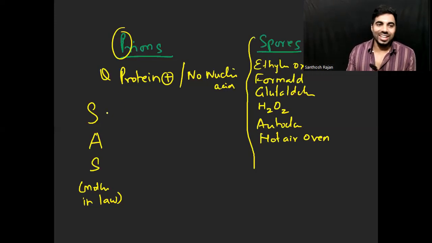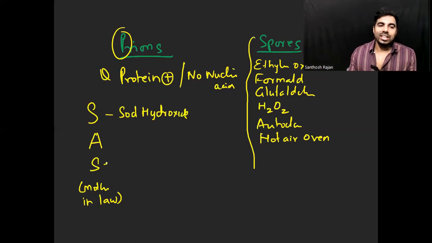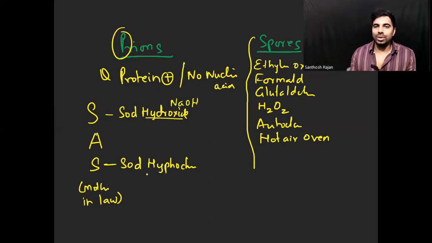Okay, what is this, sir? Where does Sas come from, how is it connected to prions? So S is for sodium hydroxide, NaOH. Remember. And the other is sodium hypochlorite, NaOCl. Okay. Two.